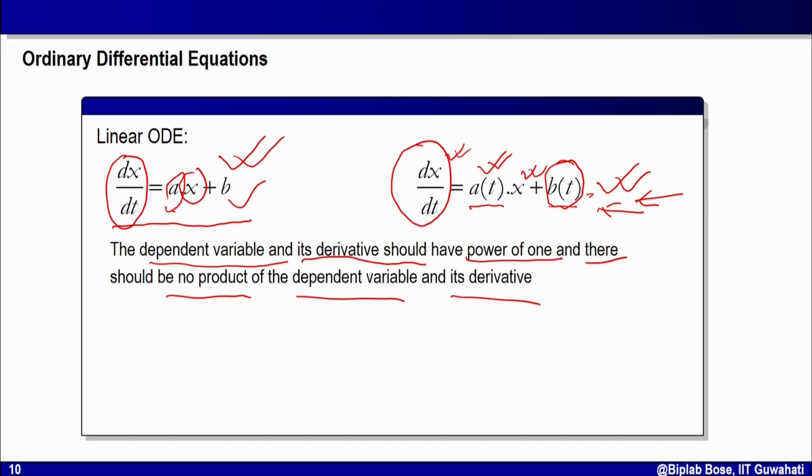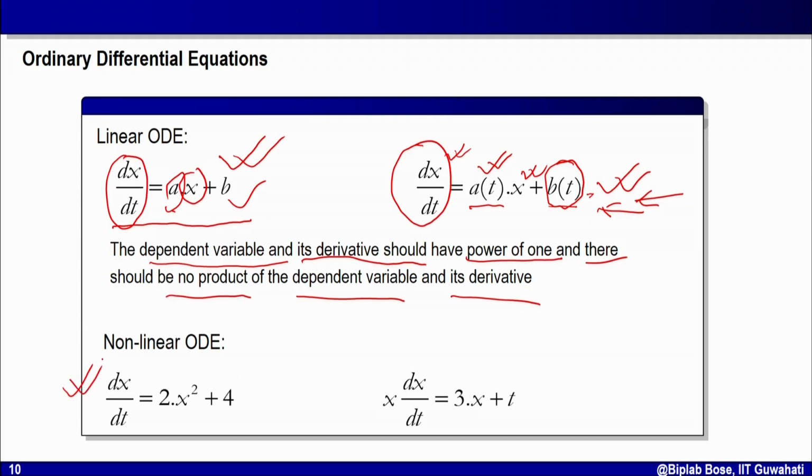Let us see some nonlinear ODE. The concepts will be clear. The first one, dx dt is equal to 2x square plus 4. The power of x, the dependent variable, is 2, greater than 1, so it is nonlinear. Look into the second one, x dx by dt equal to 3x plus t. Power of x is 1, there is no issue, but we have a product of the derivative and the dependent variable x, so it is a nonlinear ODE.